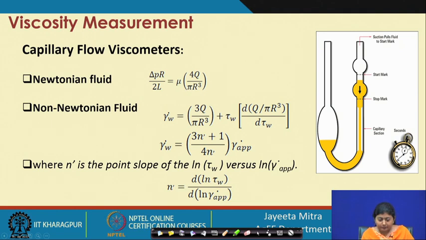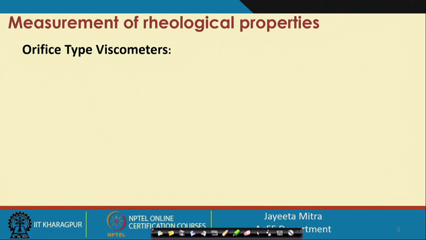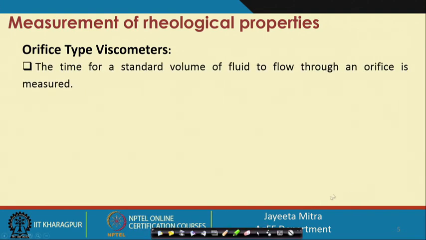So that is how we can measure the viscosity by plotting the shear stress and shear rate in case of the Newtonian and non-Newtonian fluid using the capillary flow viscometer. Next, we have come across the orifice type viscometer. This one is used only for the low viscous fluid.